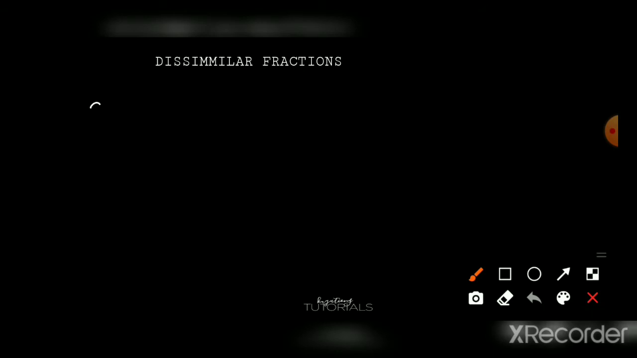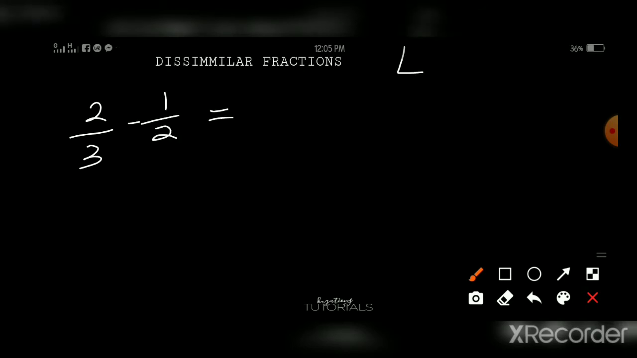Let's have 2 over 3 or 2/3 minus 1/2. So same nga paagi no ato pangitao ng LCM.